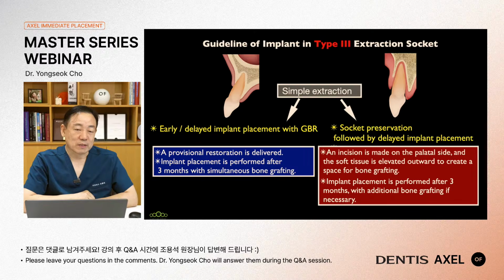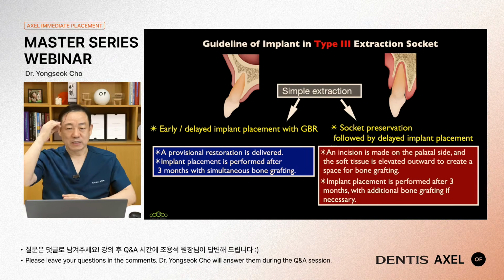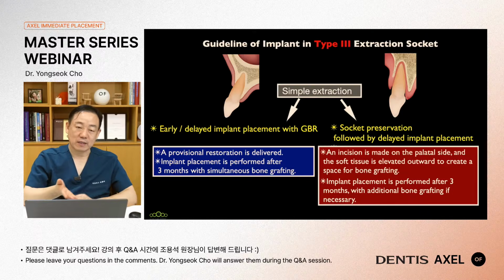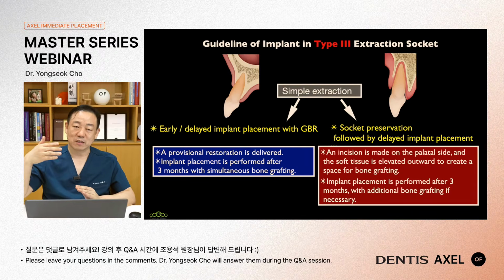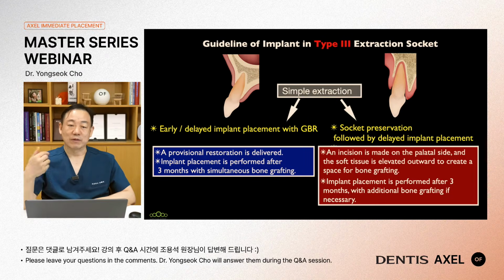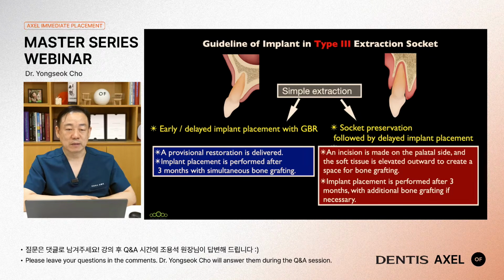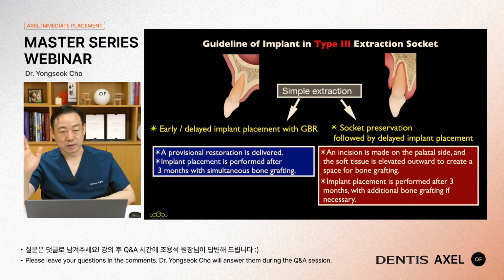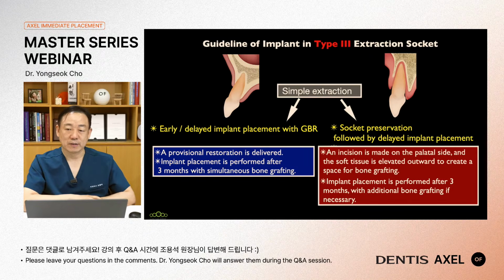During the socket preservation, do not remove the fiber tissue on the apical side which surrounds the tooth. Instead, the incision must be made at the palatal side. Then carefully detach the fiber tissue and raise it up. Then we make a pouch like this. Inside that pouch, we graft some graft material and approximate the flap with loose suturing.